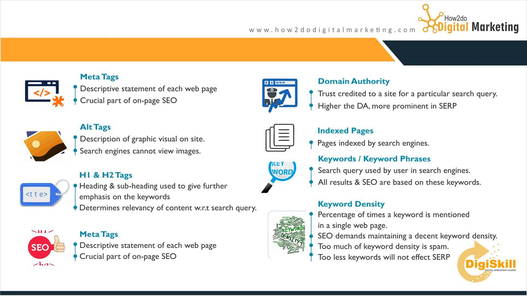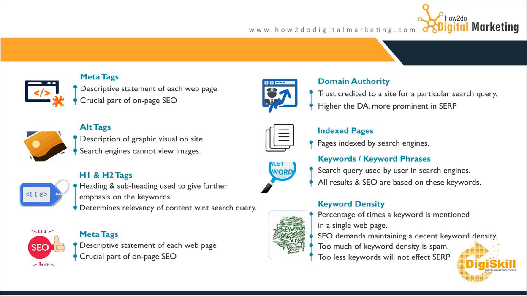H1 and H2 tags are essentially headers and subheadings which are used to give further emphasis to the keywords. Search engines look at H1 and H2 tags to determine the relevancy of the content versus the query. So your title tag, meta tags, alt tags, and H1 and H2 tags are the five most important aspects of doing effective on-page SEO for every page.